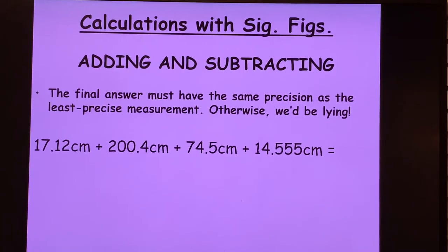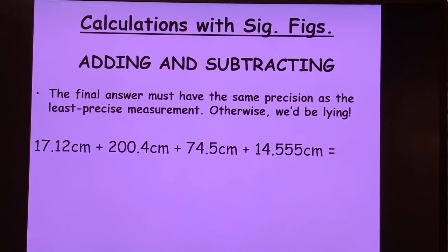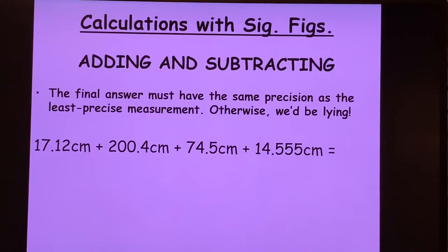So 17.12 plus 200.4 plus 74.5 plus 14.555. How would I add these up? What would these be equal to? Now, what's the smallest or the least precise measurement here? That's what we really have to look for. Which one of these is the least precise measurement? The one with the smallest number of significant figures, right? And that would be 74.5. So that means our answer has to only have 3 significant figures, not 4 or more, and not less, okay?